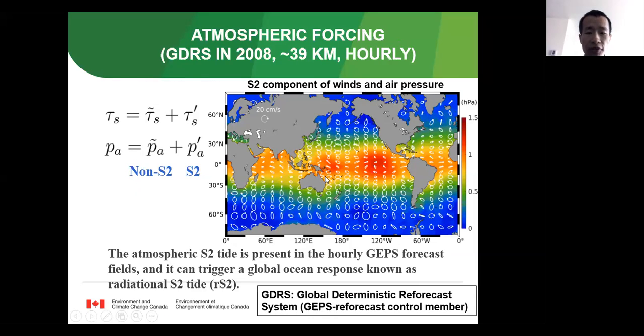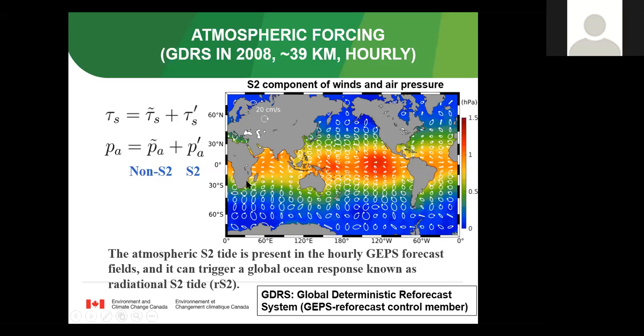The atmospheric forcing is based on the global deterministic reforecast system developed by ECCC. It has about 39 kilometer resolution and is hourly. And we found that there is a S2 component in the forcing.